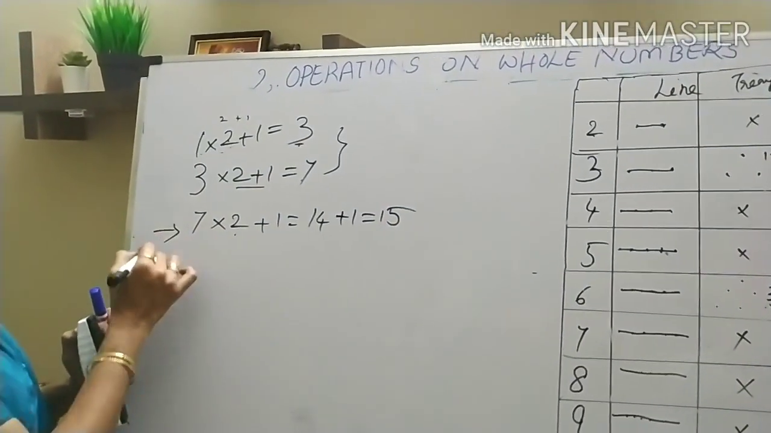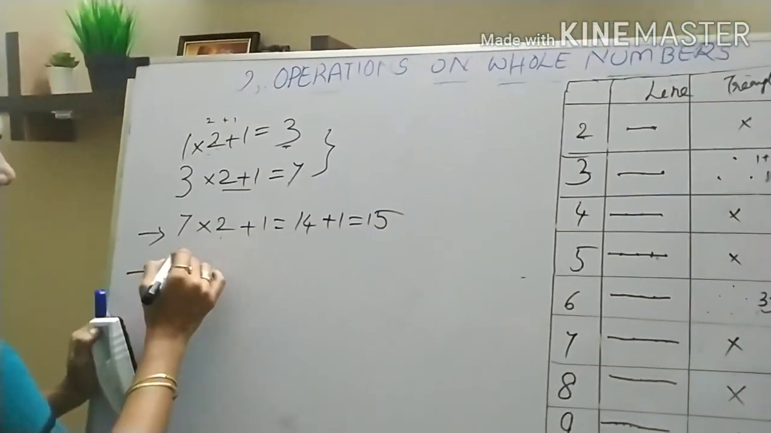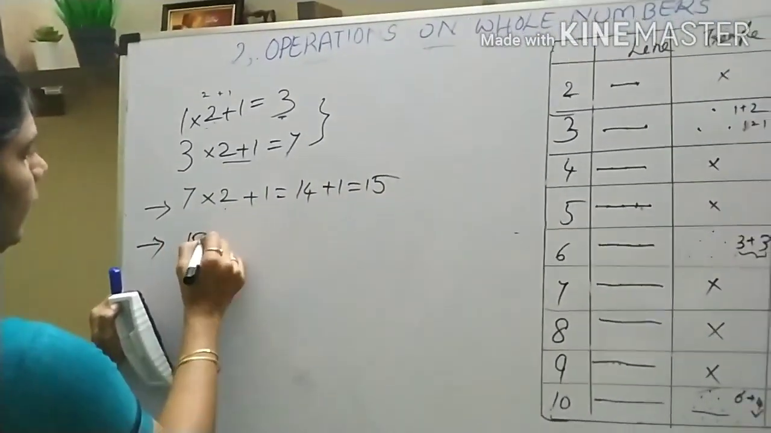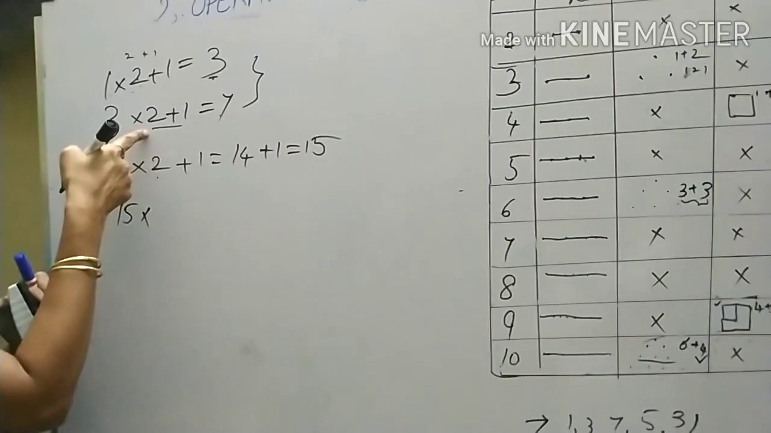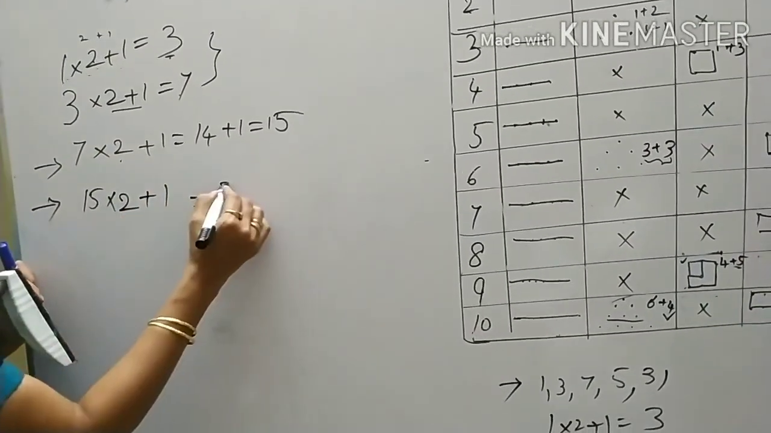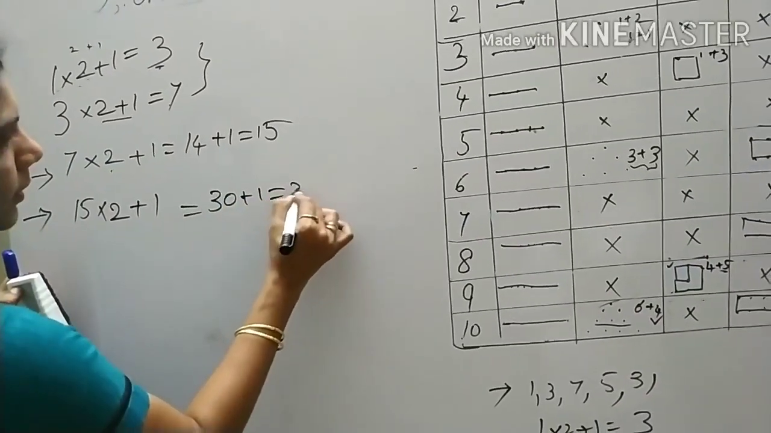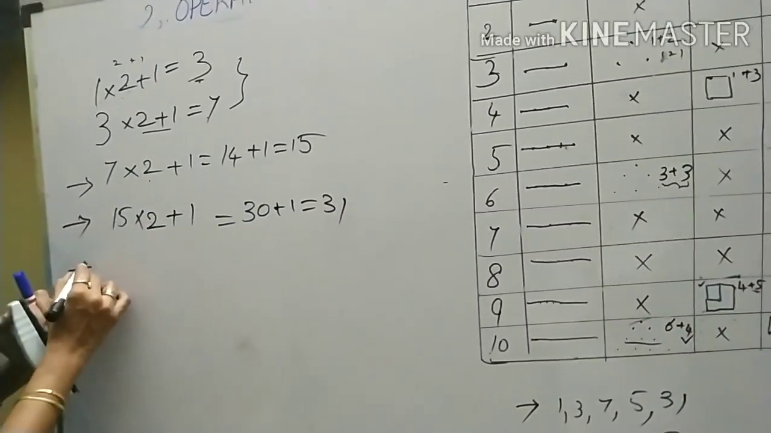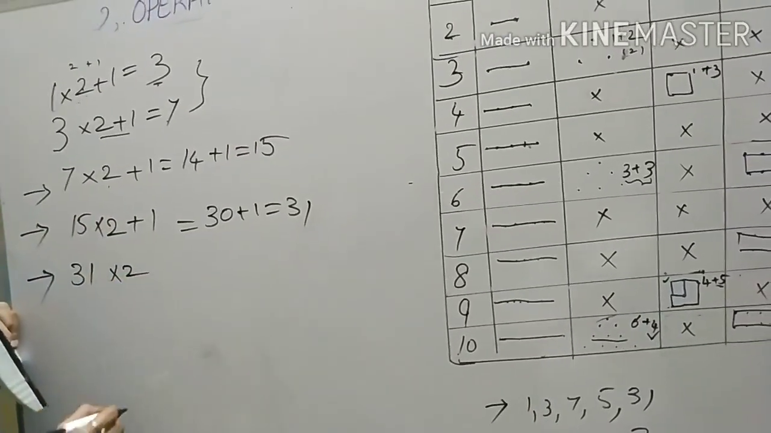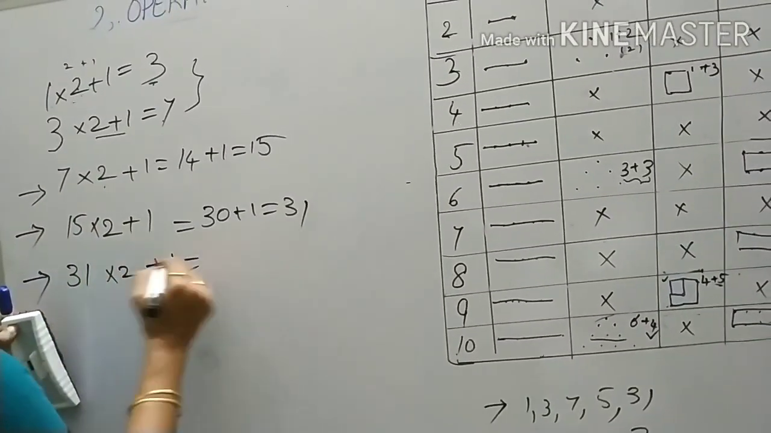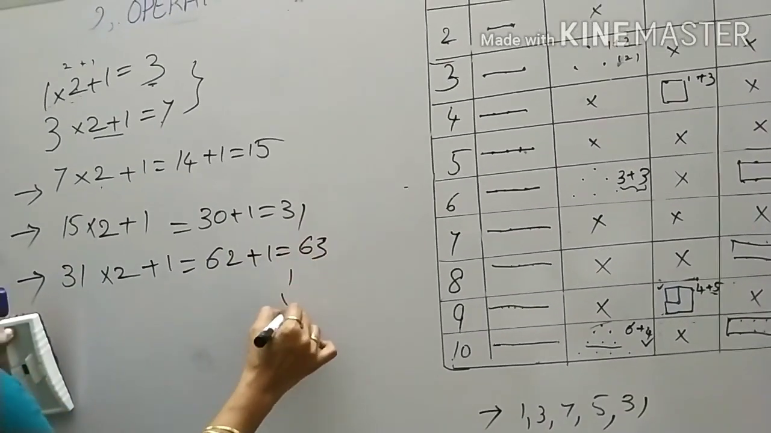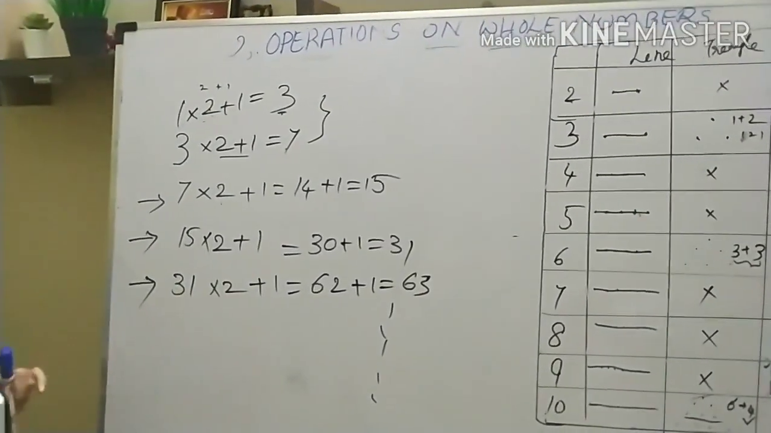Like that, this is one step. Next step. This result is here 15. With which number do you have to multiply here? With 2. After that you have to add plus 1. 15 into 2, 30, plus 1, you will get 31. If you want to write another step, take this 31, with 2, plus 1. 31 into 2, 62, plus 1, 63. Like that you can extend your steps.